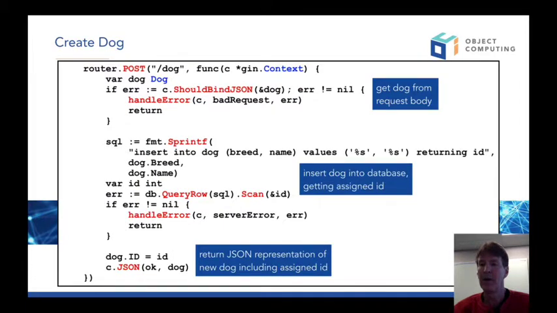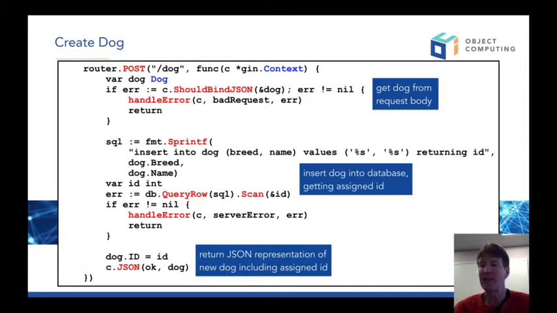Now we are ready to define the main services. We'll start with the REST service to create a new dog. This is done with a post request that includes a JSON body that provides the breed and name of the dog. We use the shouldBindJSON method of the context object to parse the JSON body. If there's an error in doing this, the processing stops and a bad request status is returned. Otherwise, we create and execute the SQL statement that will insert the new dog into the database table. This will assign an ID to the dog.